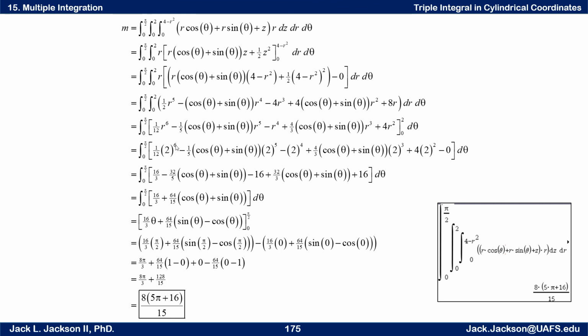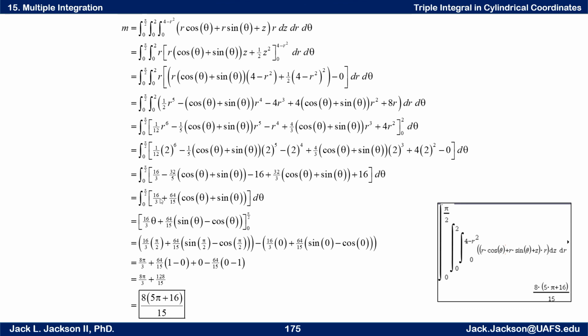So anyway, we get 2 to the 6th divided by 12, which is 16/3. Here we get 2 to the 5th times negative 1/5 is negative 32/5. Here we get 2 to the 4th is 16. 2 to the 3rd times 4/3 is 32/3, and 2 squared times 4 is 16. I can combine like terms here. 16/3 minus 16 plus 16 is 16/3. The 16's cancel. And then we got a cosine theta plus sine theta, and we're adding negative 32/5 plus 32/3, which is 64/15.